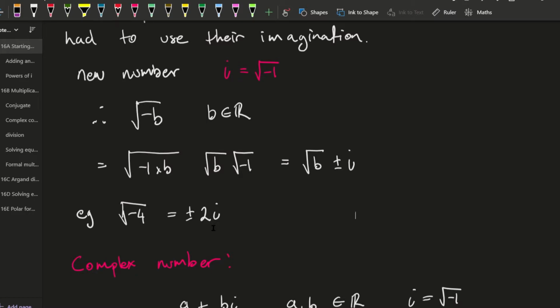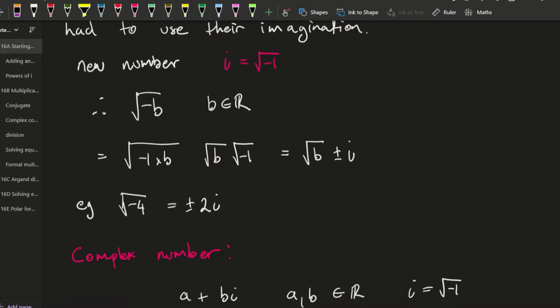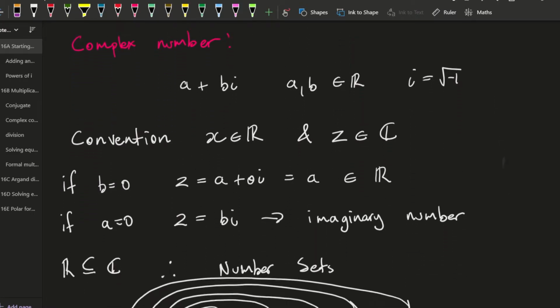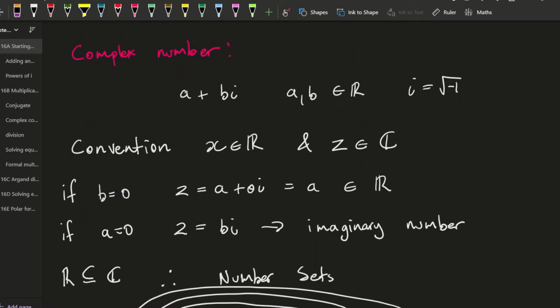And a complex number is what we get when we start combining real numbers and these square roots of negative 1. So we've got a real number plus a real coefficient of this square root of negative 1. The conventions that you're going to be using are, instead of using x, which we tend to use for the real numbers, you'll see that z is the most common name for a variable in complex numbers.